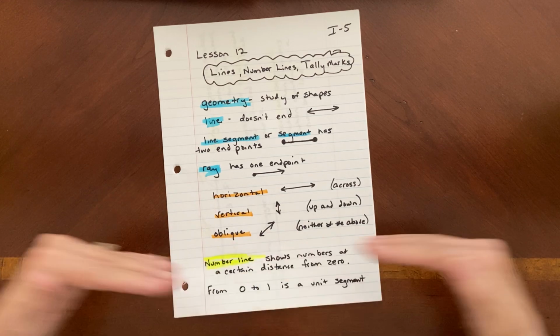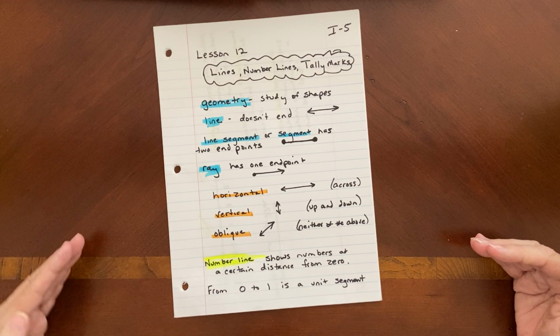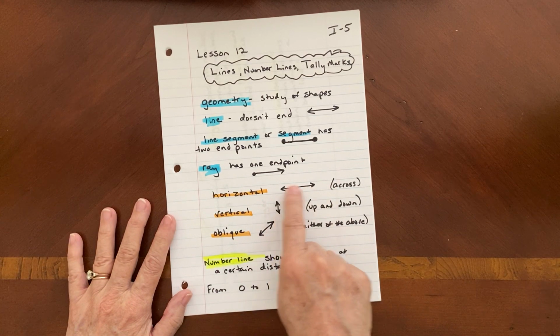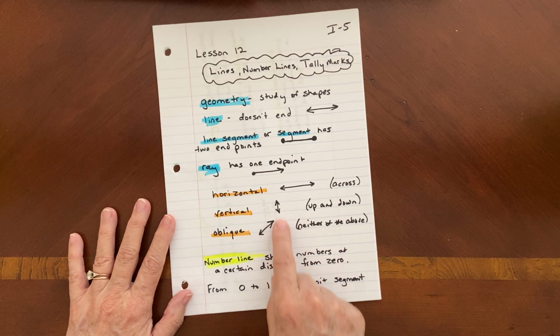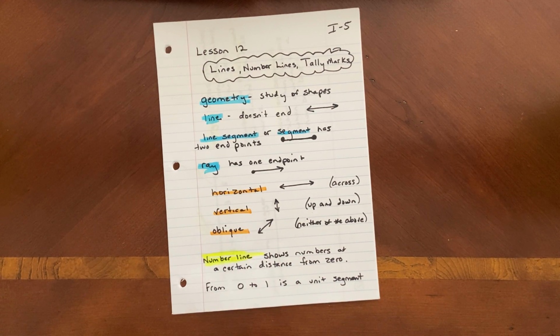Horizontal means across, like the horizon. Vertical means up and down. So there's a horizontal line. There's a vertical line. That one might be new, an oblique line. It's neither horizontal nor vertical. Again, if you already knew it, great. Okay, so we're going to look at number lines.